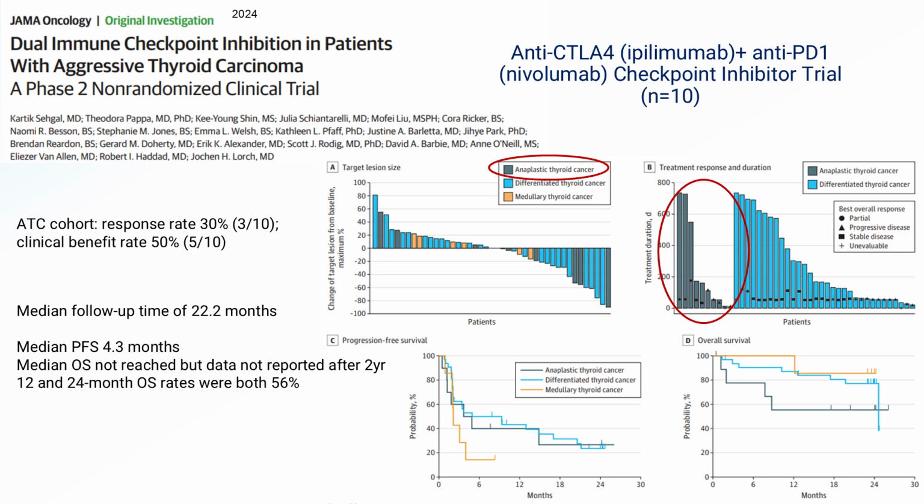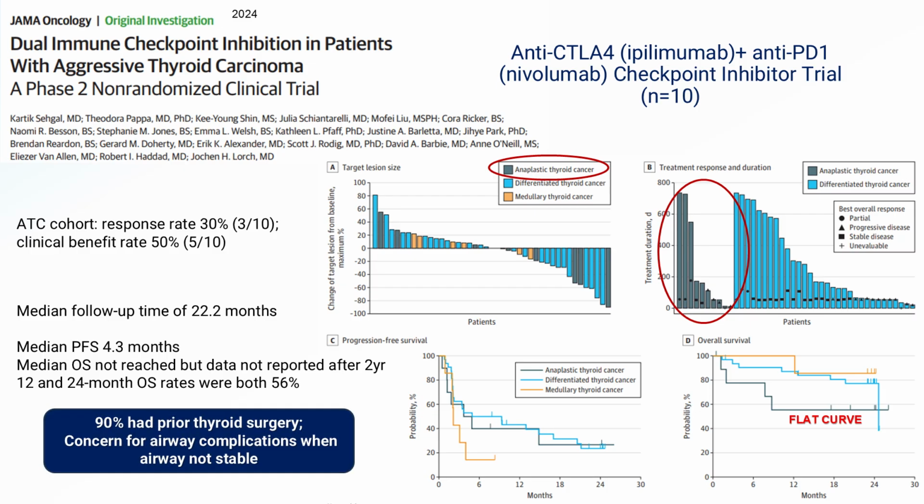And what's really interesting is that the curve starts to flatten. What does the flattened curve mean? It means that no more patients are dying. And so this is an exciting combination for anaplastic thyroid cancer. I will note that 90% of patients had prior thyroid surgery, and therefore, their airway was probably stable. So we always have to think about airway stability before we proceed. But again, you could also do the palliative radiation prior to introducing these drugs in stage 4C patients.